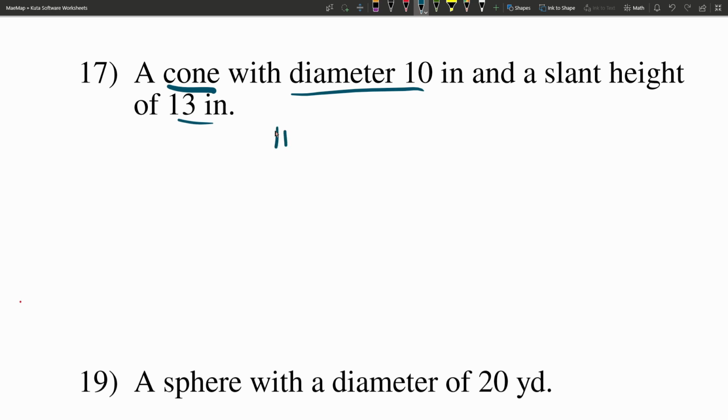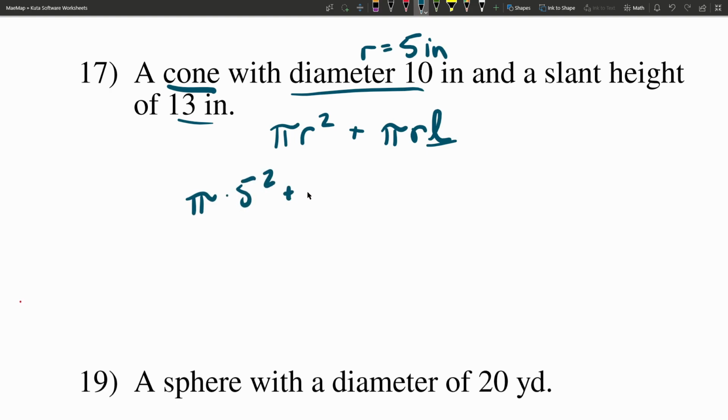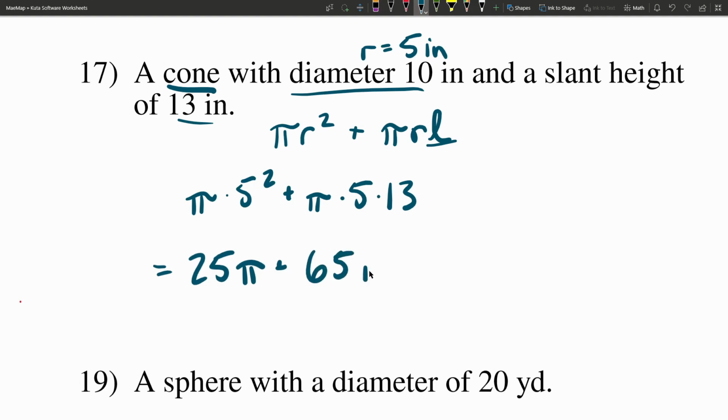That's our base, which is pi r squared. That's the area of our base, plus the area of the rest of the figure, which is pi times our slant height L. We're given our slant height of L, we just need to find R, which, if the diameter is 10, means that R is equal to 10 divided by 2, which is 5. So we have pi times 5 squared plus pi times 5 times 13. 5 squared is 25, so we have 25 times pi plus 5 times 13 is 65, so that's 65 pi.